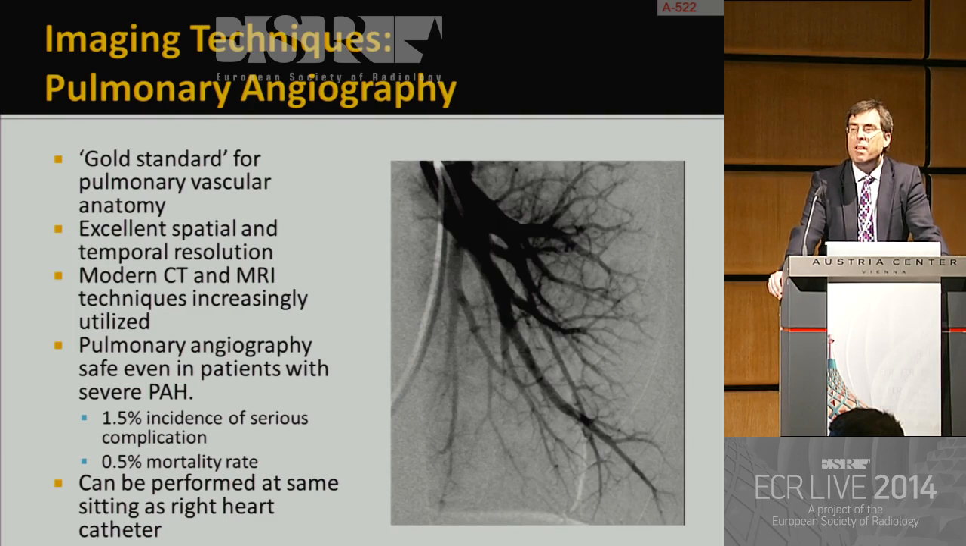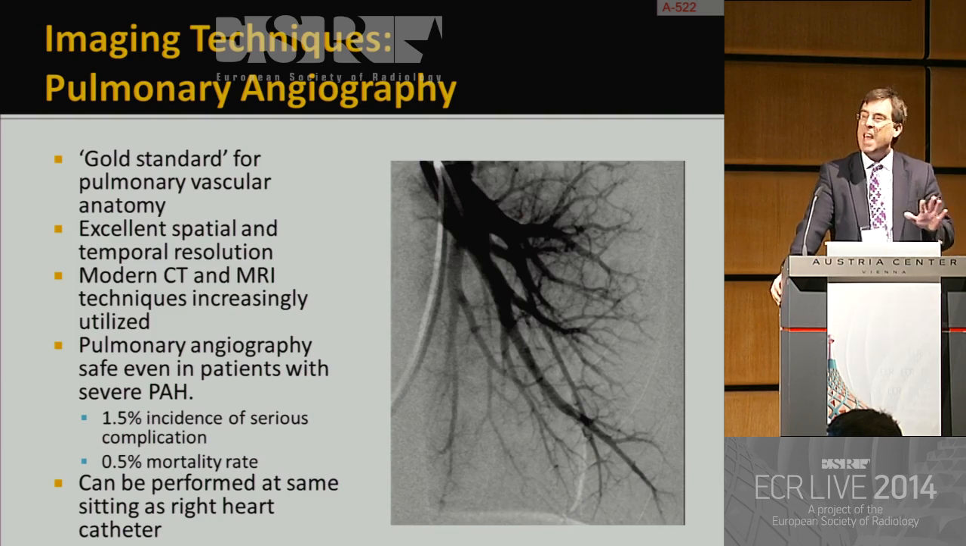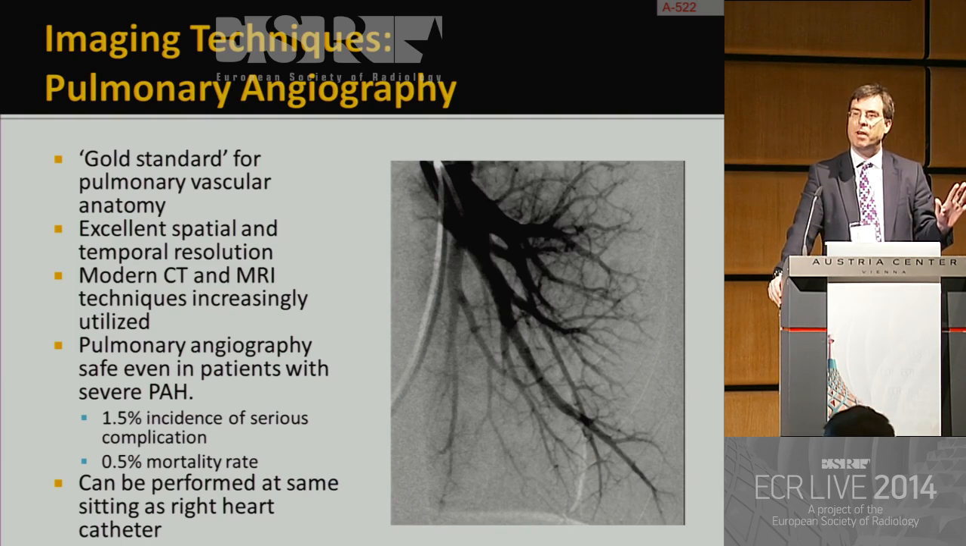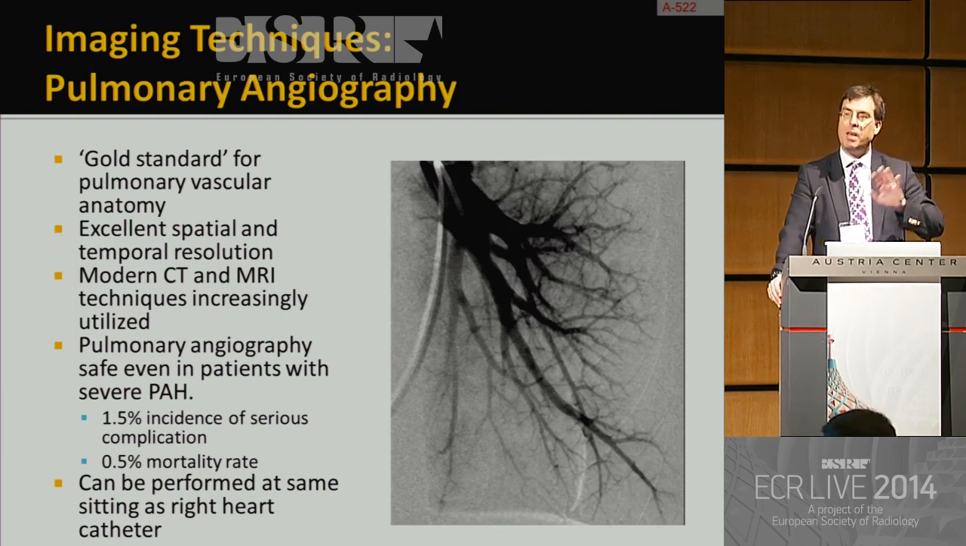Pulmonary angiography, even in these pulmonary hypertensive patients, is a relatively safe procedure, gives us great anatomical detail of the pulmonary vasculature. But again, that's all it does. It gives us projectional images of the pulmonary vasculature. CT and MR, I think, give additional complementary information on cardiac morphology, function, and the lungs.